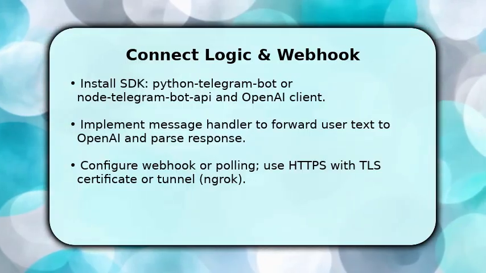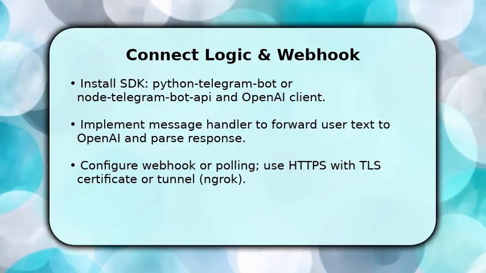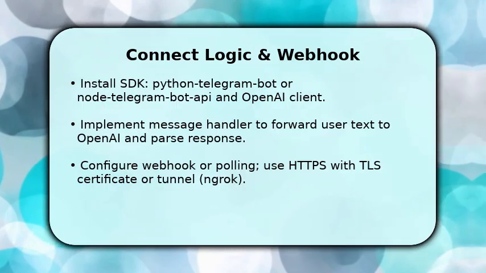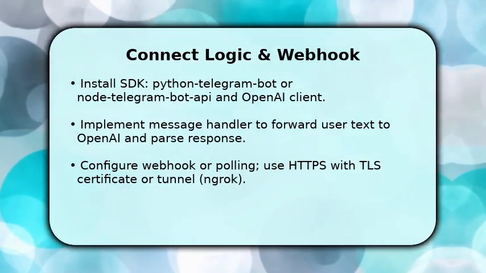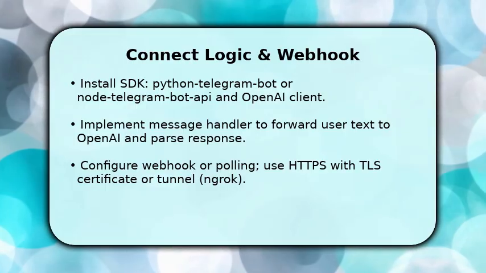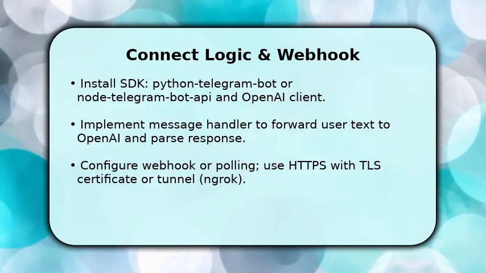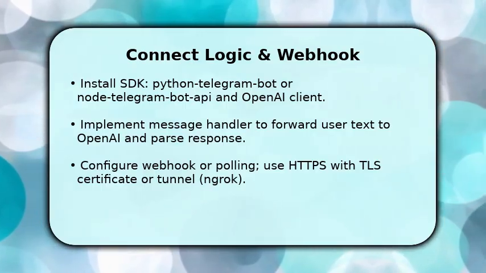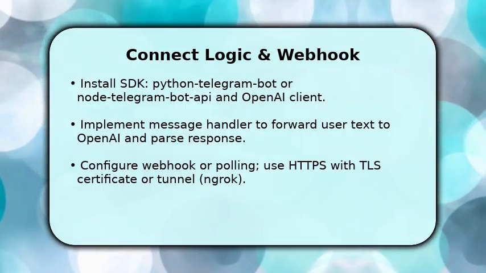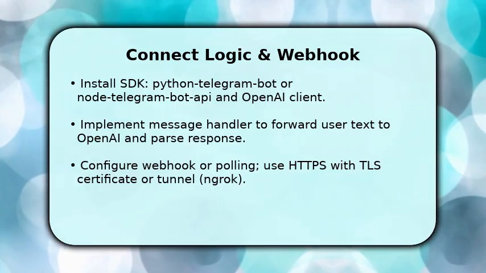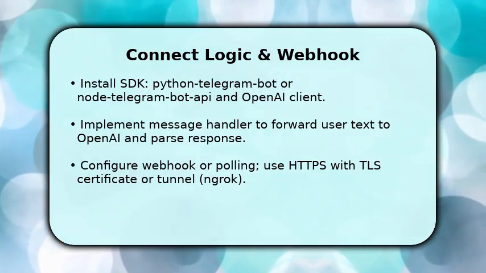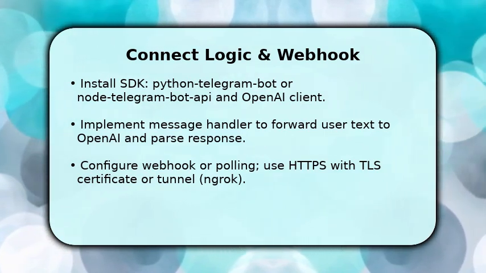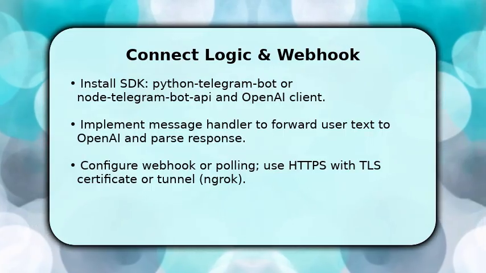Next, wire Telegram to the OpenAI API. Install the Telegram SDK and the OpenAI client, then implement a message handler that receives updates, extracts the user text, and calls the API with prompt context and parameters like temperature and max tokens. Once you receive the model output, format it for Telegram and send it back. Then configure a webhook for production or use polling for development. Remember, webhooks require HTTPS, so use a certificate or a secure tunnel like ngrok during testing.